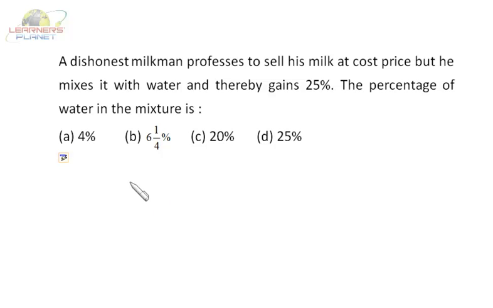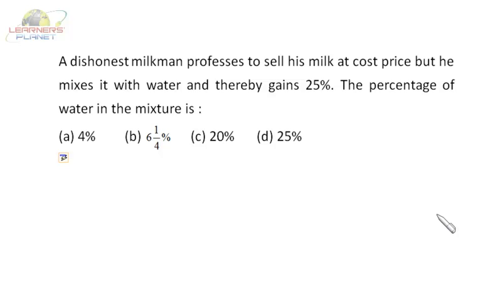Now let's see this question. Friends, I think this question you can try on your own. It is quite similar to the previous one. Just try it on your own and then match your solution with mine. A dishonest milkman professes to sell his milk at cost price, but he mixes it with water and thereby gains 25%. The percentage of water in the mixture is.